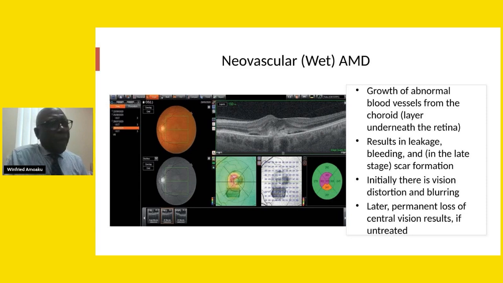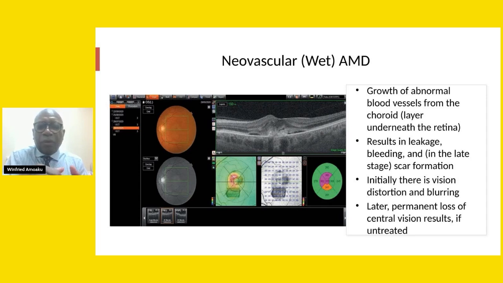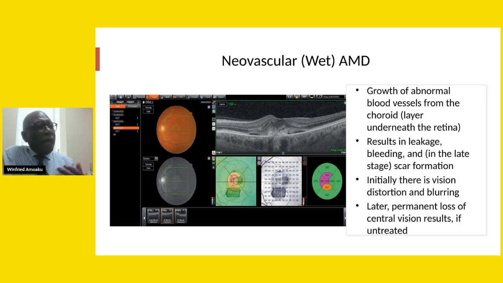Okay, what about wet macular degeneration? Wet macular degeneration is due to growth of abnormal blood vessels from the choroid, that's the layer underneath the retina. These blood vessels will grow through the retinal pigment epithelium and then go into either the surface between the retinal pigment epithelium and the neuroretina, or bleed into the retina itself. So there's a lot of leakage and bleeding, and if you did nothing about it, then in the late stage, you will have scar tissue formed.